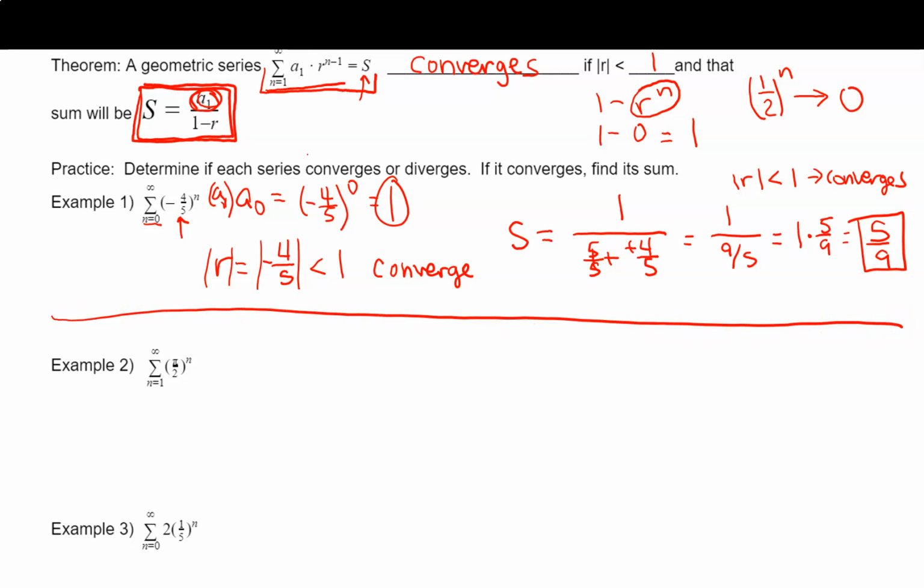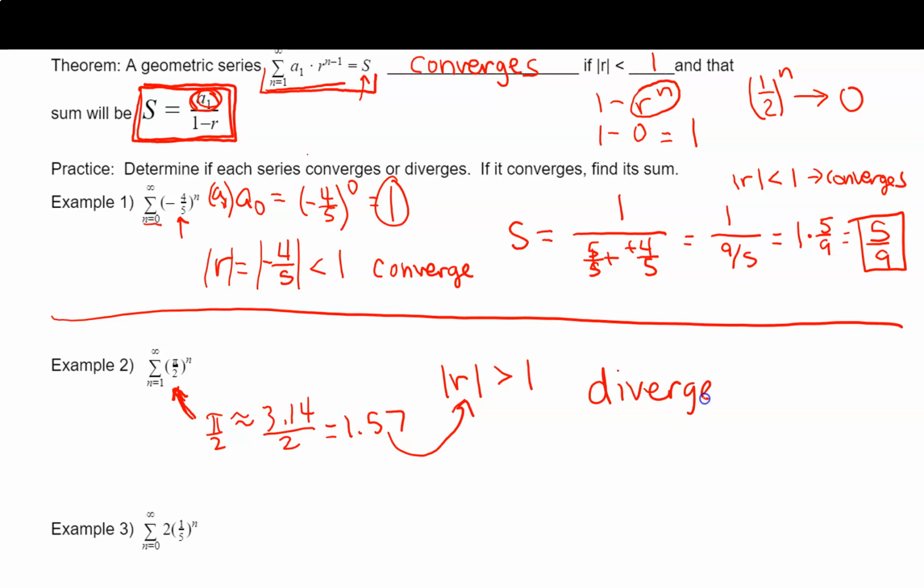All right, if we try the next one, let's look here. So pi over 2, how does that compare to our less than 1 versus greater than 1? Pi is about 3.14. So if I divide that by 2, 3.14 divided by 2 is 1.57. Since the absolute value of r is greater than 1, so r being 1.57, since it's greater than 1, this series diverges and there will be no sum. Okay.